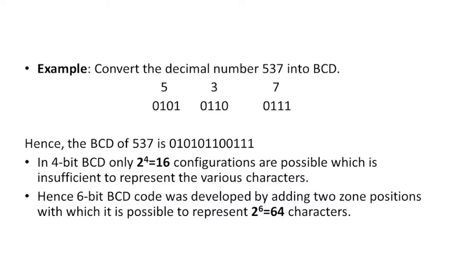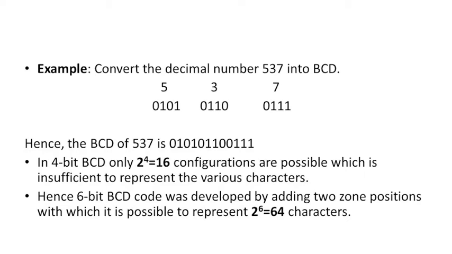Convert the decimal 537 into BCD. So how can we convert? We just need to write the equivalent BCD form of each digit of the given decimal number. For example, 537. The BCD equivalent of 5 is 0101. The BCD equivalent of 3 is 0011. The BCD equivalent of 7 is 0111. Hence, the BCD form of 537 is 0101 0011 0111.